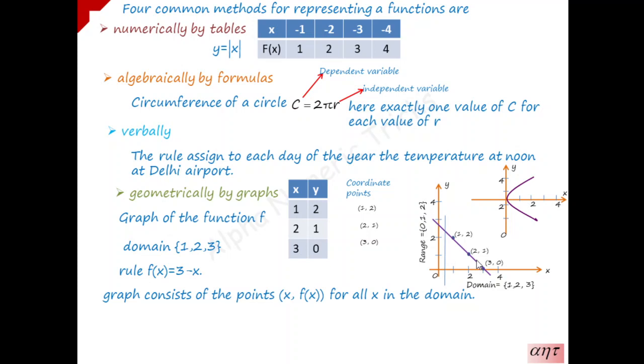We can conclude like this. Whereas in this one, so this is a graph, for each input we get exactly only one output. So this is a graph. And consider this. What about this?